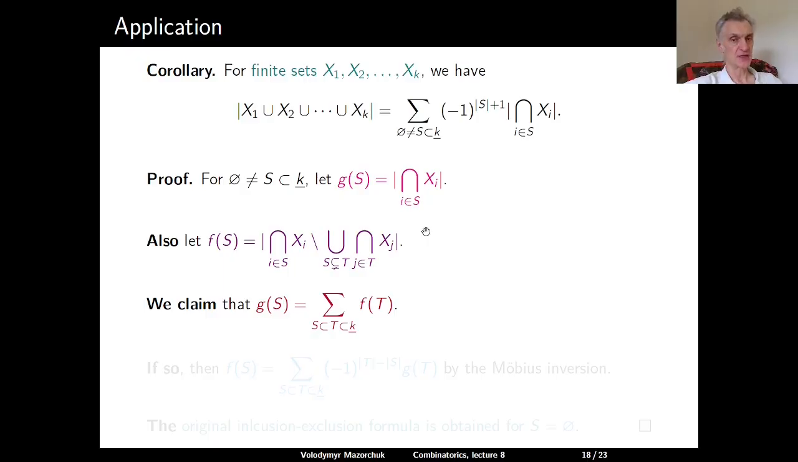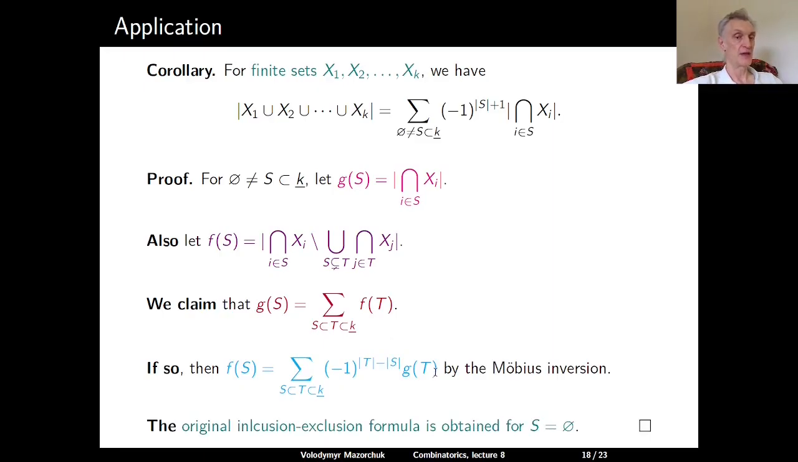Now let us assume that this claim is true. If this claim is true, then we can use the Möbius inversion formula and recover F from G. So F of S is equal to the sum over all T between S and k underlined of the Möbius function, minus 1 to the cardinality of T minus cardinality of S, times G of T. But the original inclusion-exclusion formula is exactly the same when you take S to be the empty set.